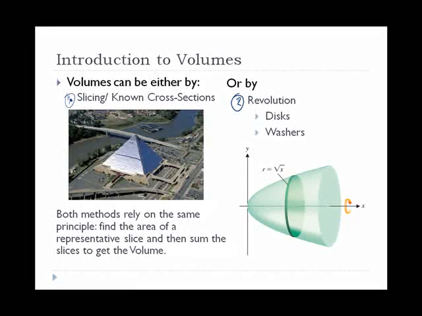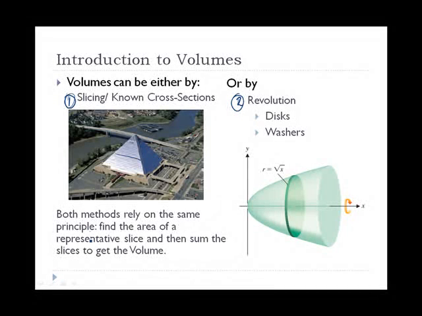So the first method is called volumes using slicing or known cross-sections, and that is what this video is going to be about. And we have another method called volumes of revolution, that will be for another video. So volumes of known cross-sections, or volumes using slicing, relies on this principle, and actually both of these methods rely on the same principle.